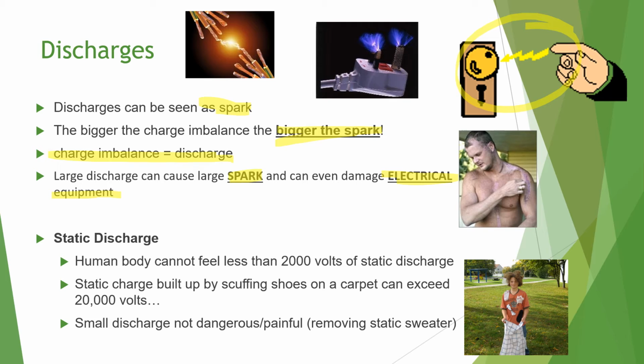Static discharge. The human body cannot feel less than 2,000 volts of static discharge. Static charge built up by scuffing shoes on a carpet can exceed 20,000 volts. A small discharge is not going to be dangerous or painful. So an example would be like removing static, weather. So for example, when you take your clothes out of the dryer, sometimes they're stuck together because of the static, or in the winter when your hair gets super staticky, that sort of thing.